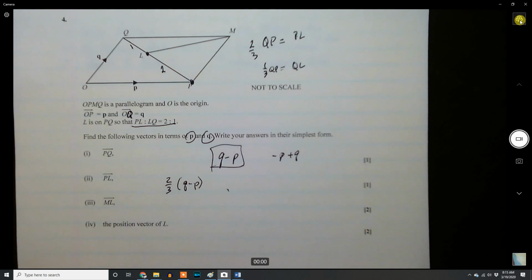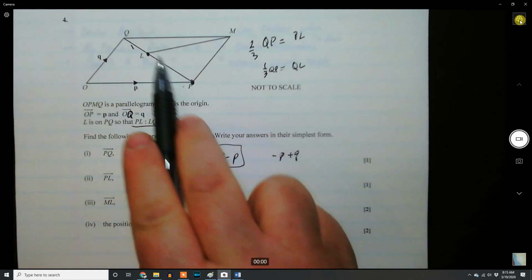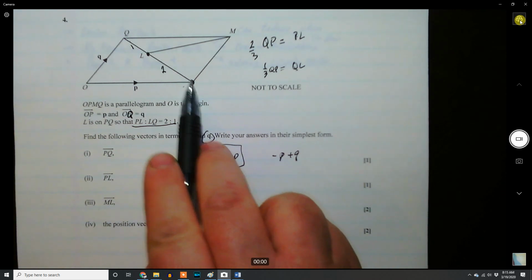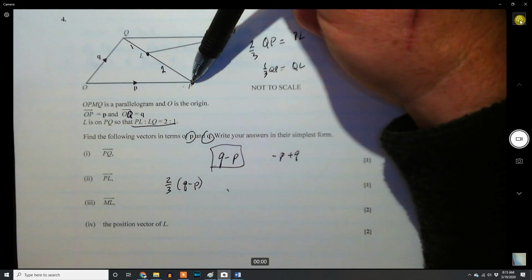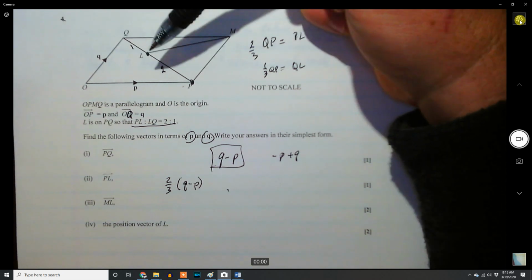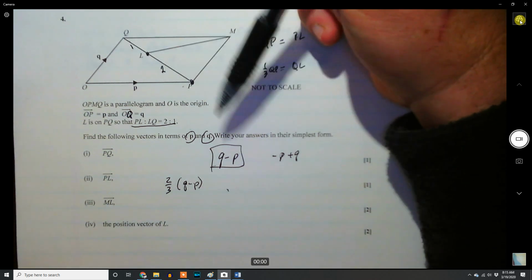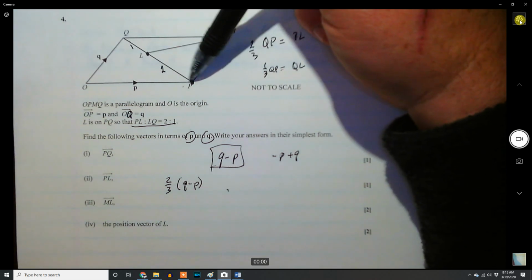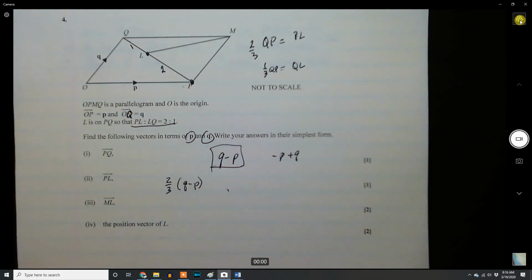That might be really clear to you, but if not, let's make sure. We're using this ratio, so we know this is 2 parts of the 3. From here to here is 2 parts of the 3 parts required to go from here to here. And in the first question, we found out how to go from P to Q. It's negative P plus Q. So we need 2/3 of that. So it's just going to be 2/3 times negative P plus Q, like that.